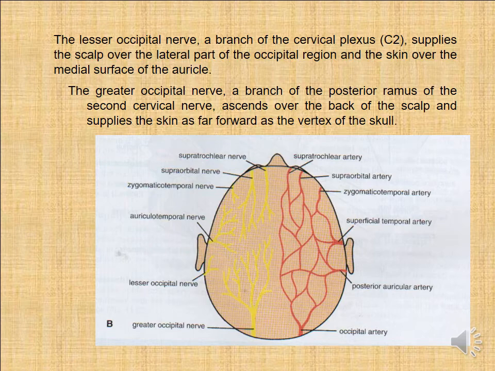The greater occipital nerve, a branch of the posterior ramus of the second cervical nerve, ascends over the back of the scalp and supplies the skin as far as the vertex of the scalp. This greater occipital nerve goes anteriorly to meet the supraorbital and supratrochlear nerves at the top of the scalp.